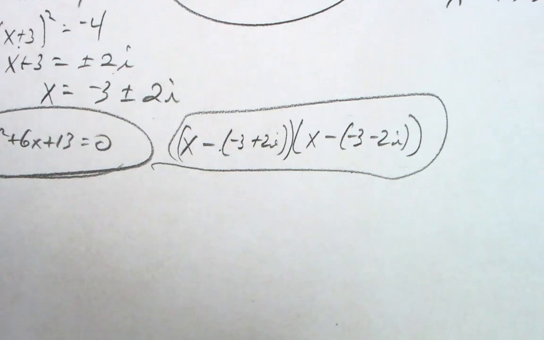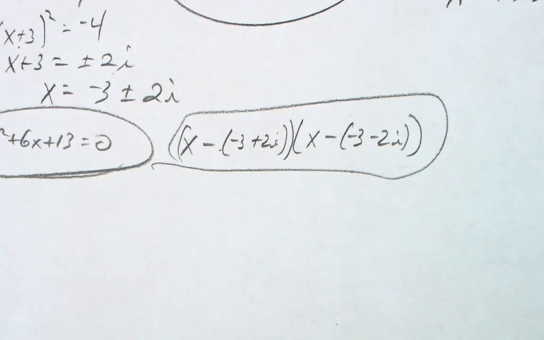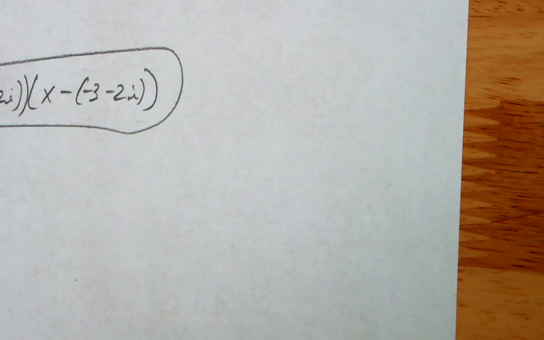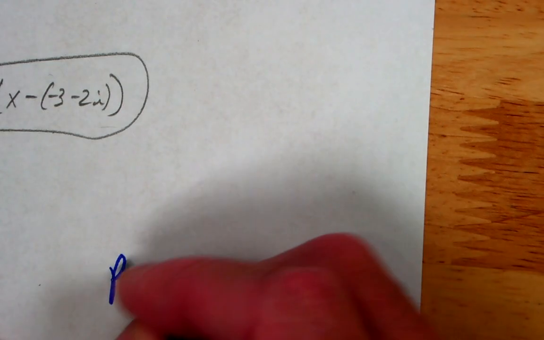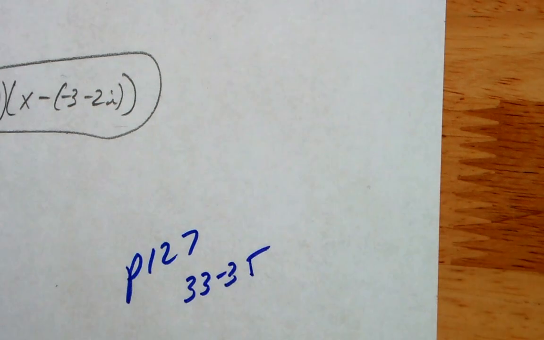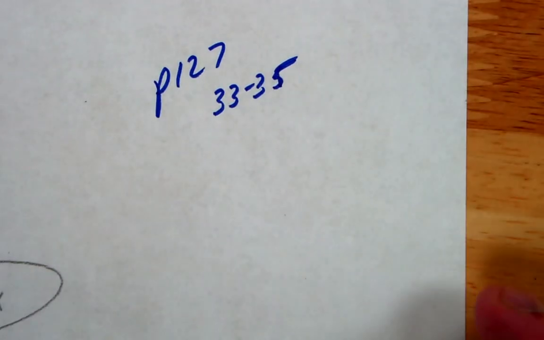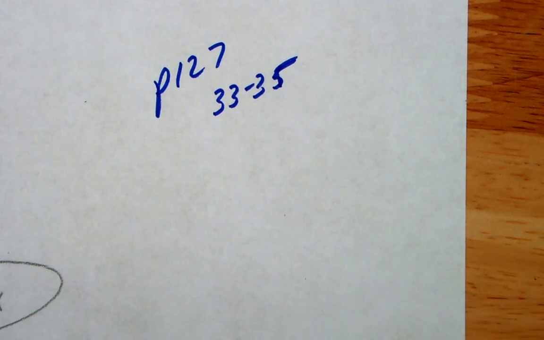So that is the big thing for today, to see if we can come up with equations from certain roots. That is it. Page 127, 33 through 35. And I do want you to multiply these out.